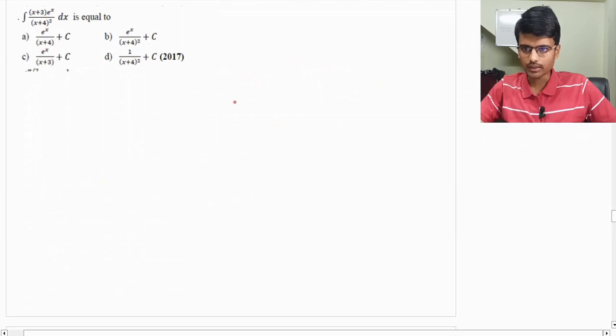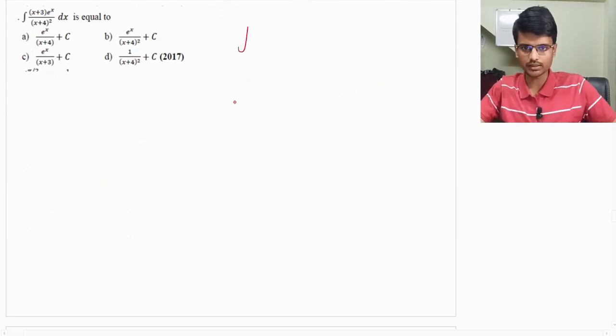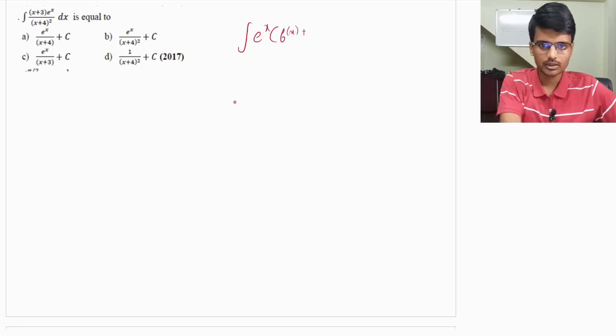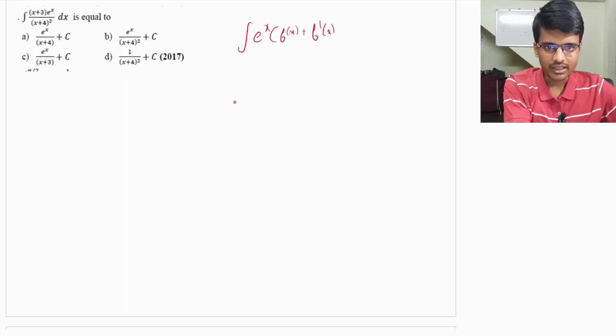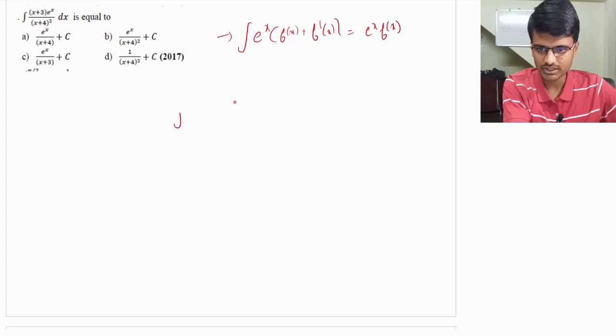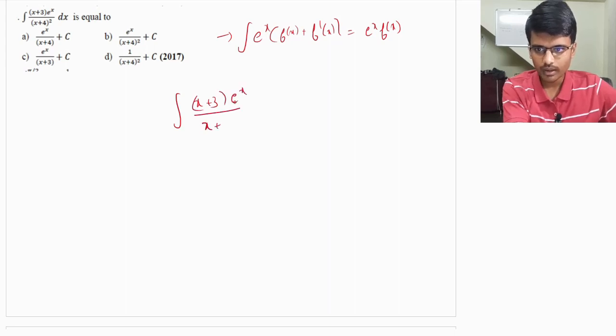Okay, another interesting question we have got. Again, we'll be using the standard result for e power x questions: integral of e power x times (f of x plus f dash of x) equals e power x f of x. So this is the standard result, and somehow we have to get this to the standard form. How can we do that? The integrand is (x plus 3) e power x divided by (x plus 4) whole square, dx. I have to make some simplification so that it comes in that form.